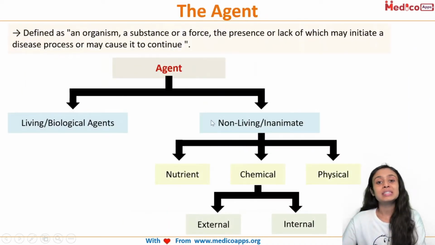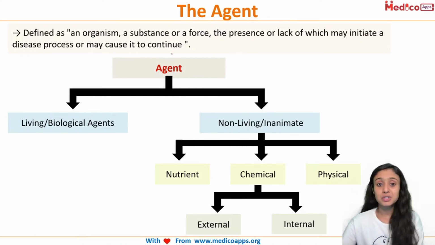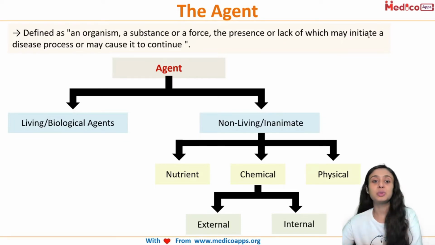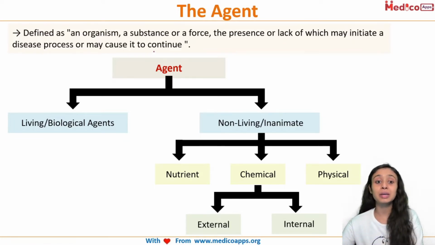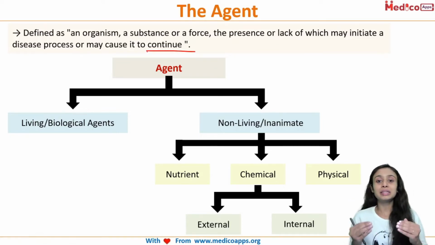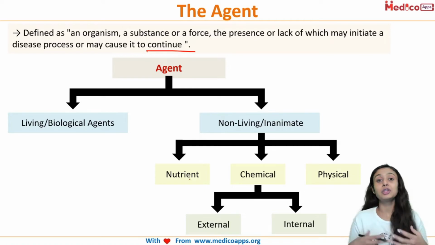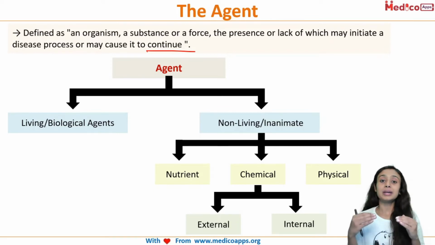So first let's consider agent. An agent is any organism, a substance or a force, the presence or lack of which may initiate the disease process and may cause it to continue. That means a disease can be caused not only by the presence of an agent, but even when the agent is absent. For example, nutrition: when you have a lack of nutrition, it tends to cause a disease.